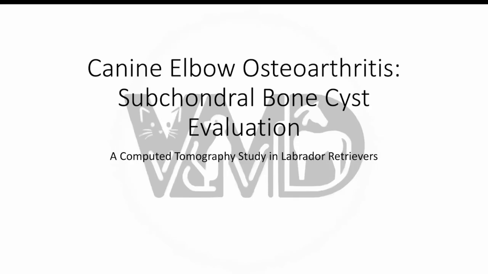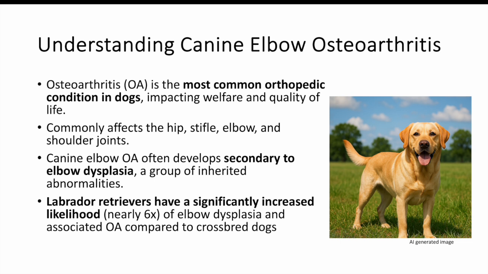Today, we're diving into a fascinating study on canine elbow health. Osteoarthritis is the most common orthopedic condition in dogs, with a significant negative impact on their welfare and quality of life, commonly affecting joints like the hip, stifle, elbow, and shoulder.